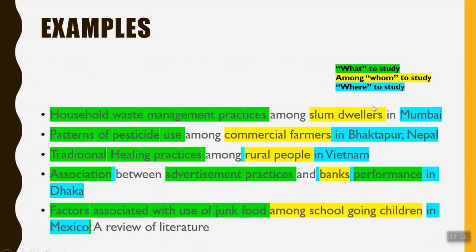Okay. So another example of a topic is factors associated with the use of junk food among school-going children in Mexico, a review of literature. So you measure the factors associated with the use of junk food. Okay, that is the what component, school-going children is the population, and Mexico is the place. So here you see that the research is being carried out in the whole country. So it's feasible because you are doing the literature review. If you are doing the literature review, you can do the research in the entire country or even a group of countries.